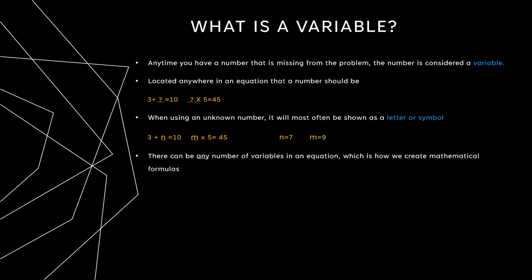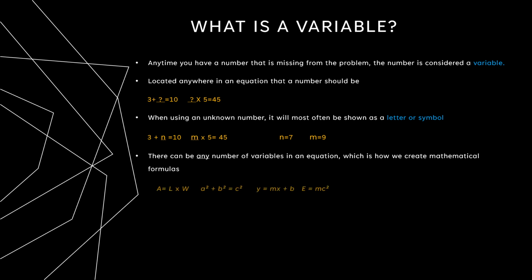Now, in that case, if there is any other situation where we have more than one variable, it still is technically okay. There can be any number of variables in an equation, because that's actually how we create mathematical formulas. Now, people oftentimes wonder how on earth that could possibly be right, but take a moment to think about it. There's a lot of different formulas that all use letters or symbols.